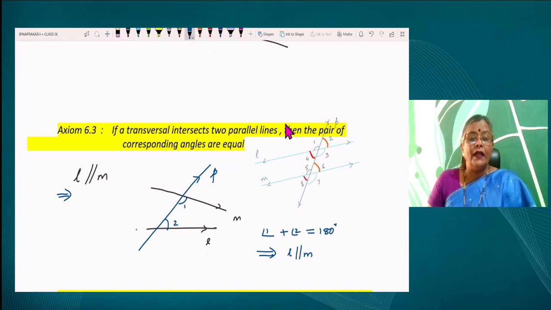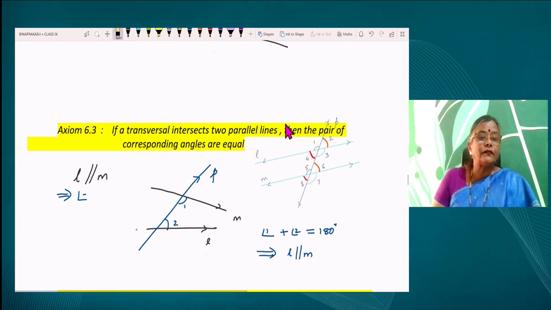And the co-interior angles, we saw the definition just a while ago. If the sum of co-interior angles is 180, then these two lines will be parallel. So this is the information that we have. So we'll have to take up that information to prove this. So how do we prove it? L parallel to M, what information do we have?